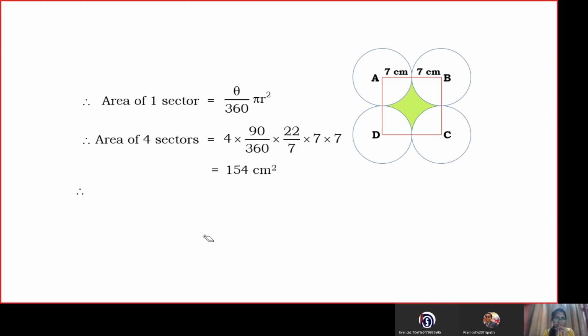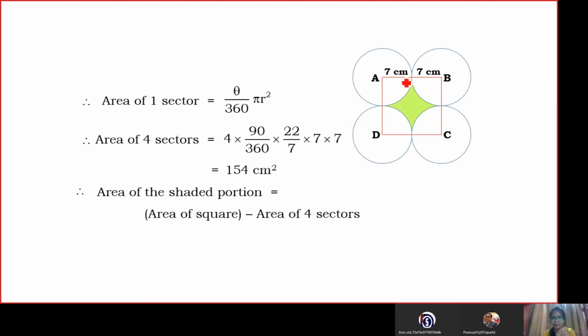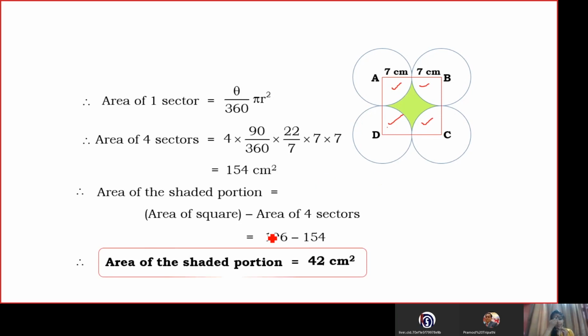So to find out the area of the shaded portion, how are we going to calculate it? Area of the square minus area of the four quadrants, or sectors. So we will get the answer as 42 centimeter square. Is that understood? So now I hope you are able to visualize what kind of questions you will be getting in combination of figures. Squares with circles, okay? And then you have to identify which area is the shaded portion and how do you go about it.